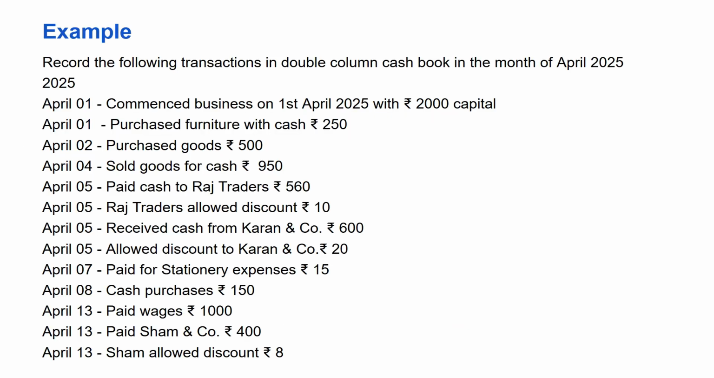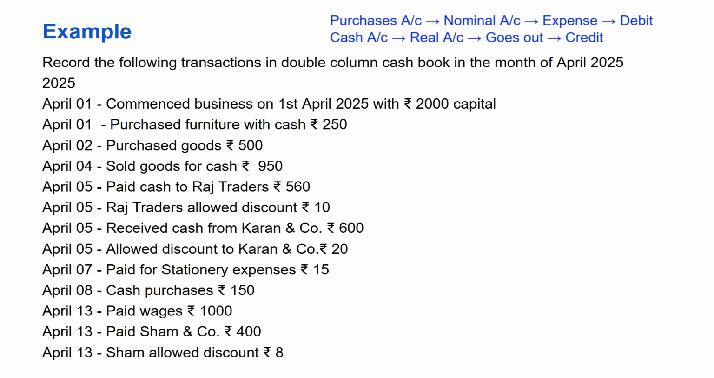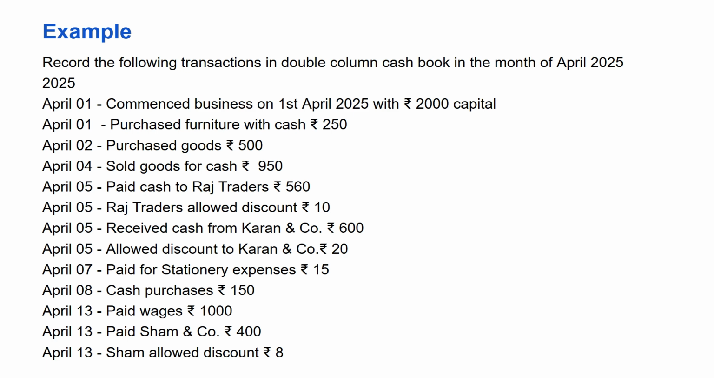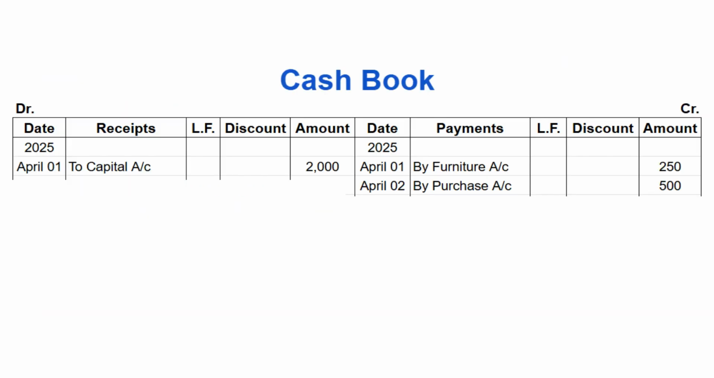Next, April 2nd, purchased goods rupees 500. Here the two accounts affected are purchase account and cash account. Purchase account is nominal account and purchase is an expense, so debit the expenses. And cash account is real account and cash goes out of the business, so it is credited. Let's see how we'll record it. Credit side, April 2nd, by purchases rupees 500. After purchases, cash goes out of the business, so it is recorded on the payment side, rupees 500.